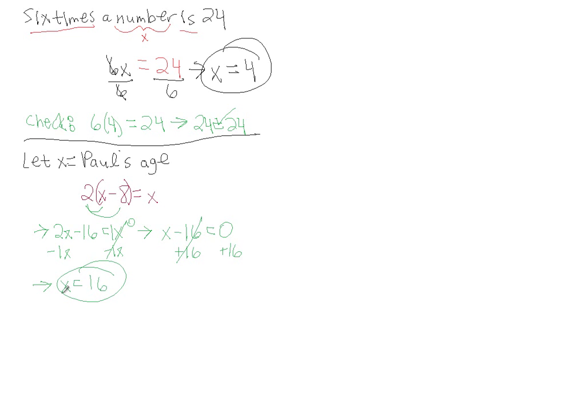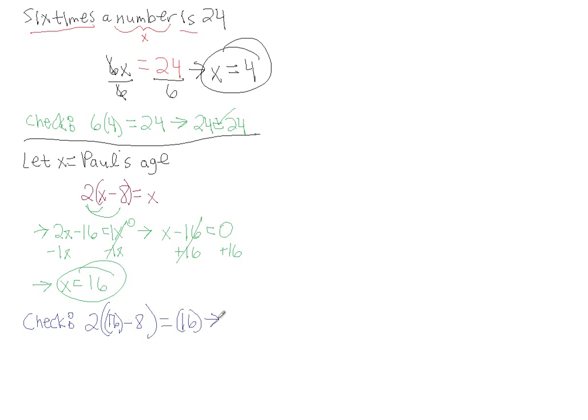Now we don't want to forget to check our answer. We're going to check our answer by plugging in 16 for x into our original equation, everywhere we see x. We actually have 2 places here. So let's do it. We have 2 times x, which is 16, minus 8 equals x, which is 16. Be sure to put our substitution in parentheses, just for some added clarity.